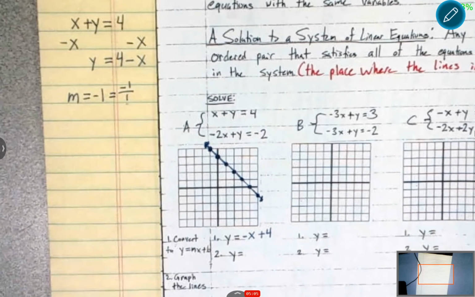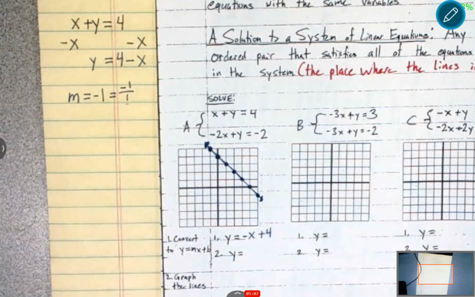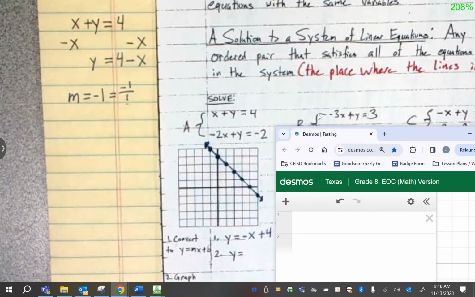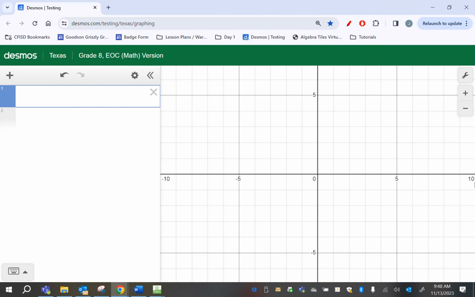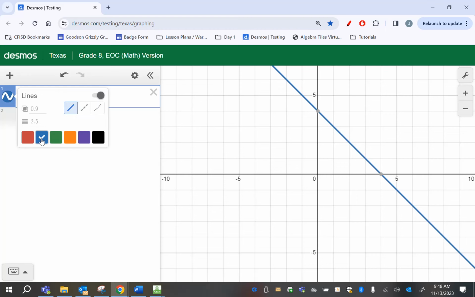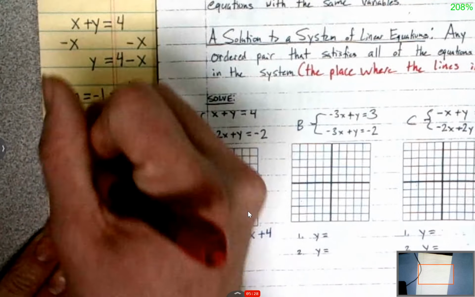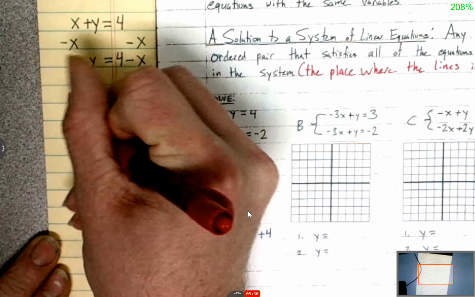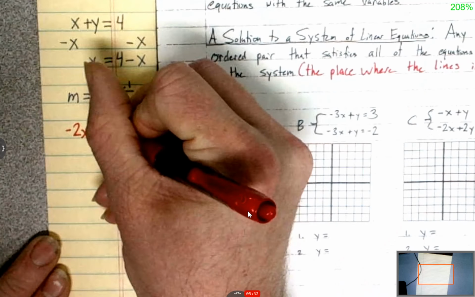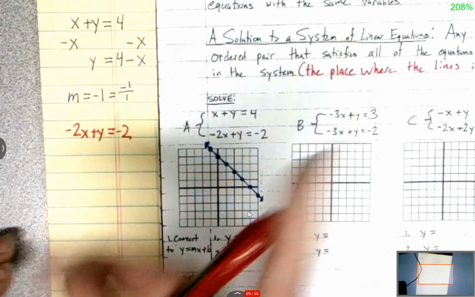Okay. I'm going to quickly open up a tab of Desmos, and I'm going to graph it in there as well. Just type in y equals negative x plus 4. Hopefully we all have Desmos open, so go ahead and type that in. And we'll come back to this line in a second. I'm going to make it blue just to match my paper. And then now in red, I'm going to do the other one. Again, we've got to convert it into slope-intercept form. Raise your hand if you can tell me my first step.